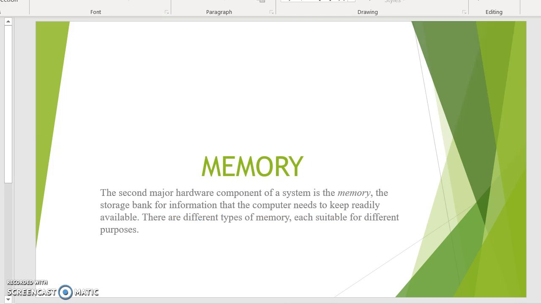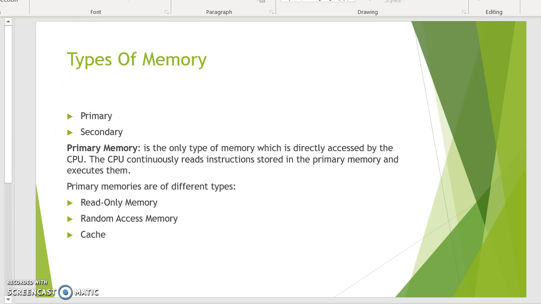Memory. This is the second major hardware component of a system, the memory. The storage bank for information that the computer needs to keep readily available. There are different types of memory, each suitable for different purposes.